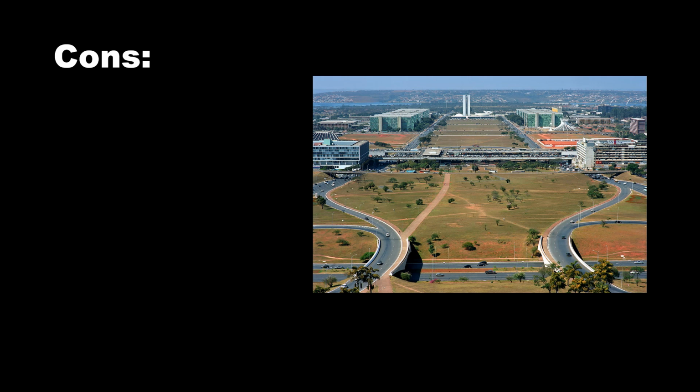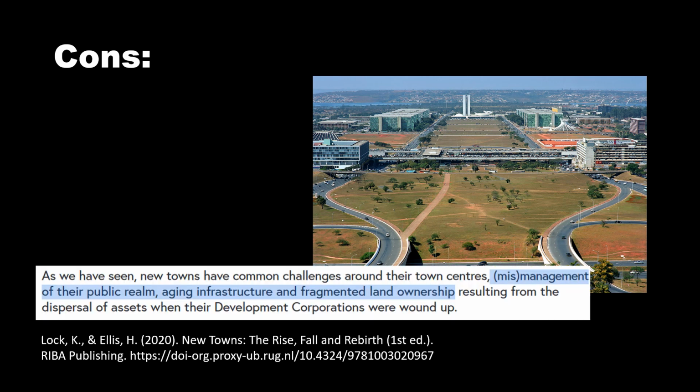For example, an idea will follow the city during its whole life, which means that even if the concept is outdated, it will be part of the area. That's what happened in Brasilia, a heavily car-dependent city, which is now looked at as something to be avoided. Other problems can be mismanagement of public realm, aging infrastructure, and fragmented land ownership.